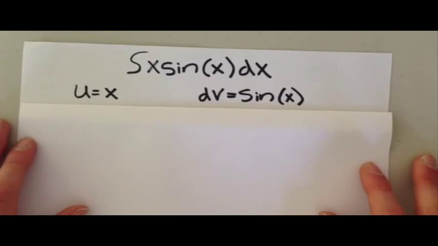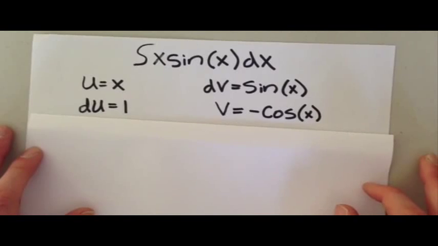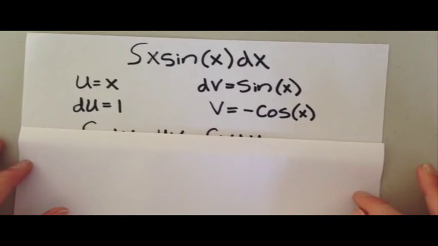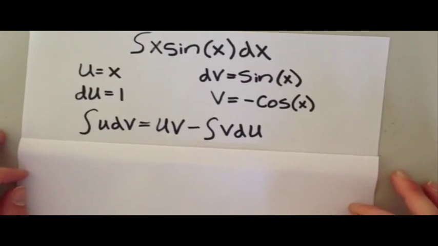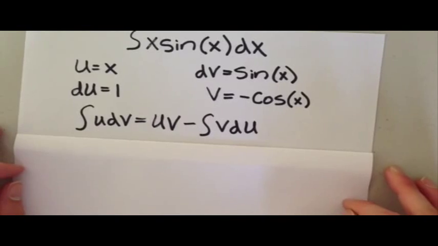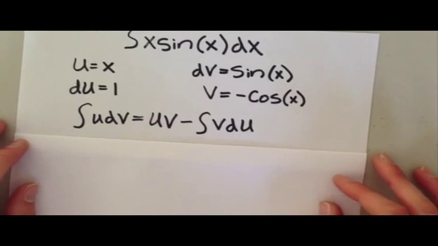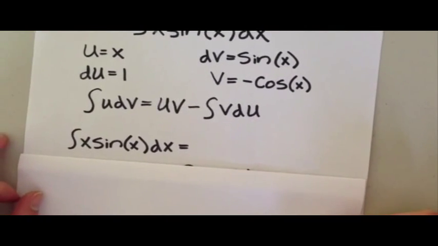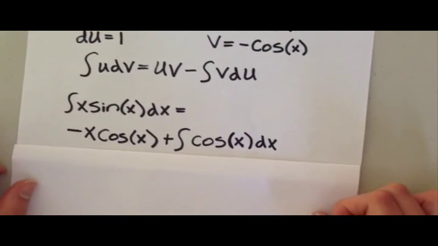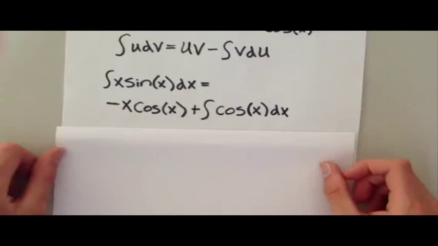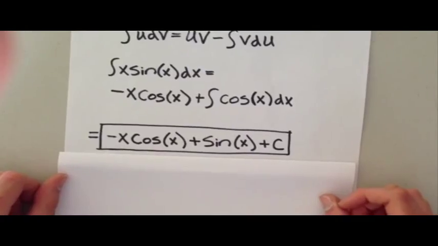The derivative of u is du, which equals 1, and the integral of dv is v, which equals negative cosine of x. Our formula for integration by parts is the integral of u dv equals uv minus the integral of v du. If we plug in u, v, du, and dv, we end up with the integral of x sine x dx is equal to negative x cosine x plus the integral of cosine x dx, which is equal to negative x cosine x plus sine x plus c.